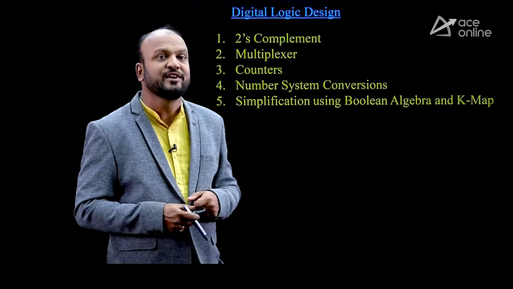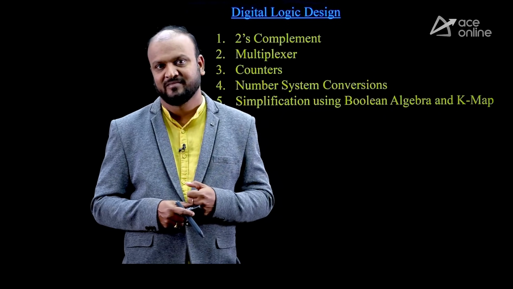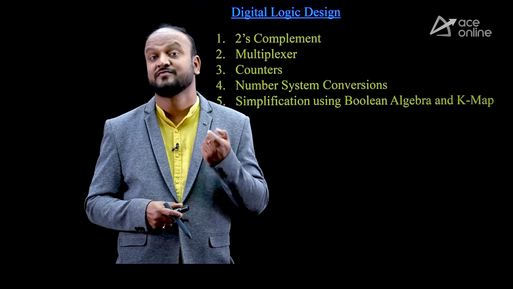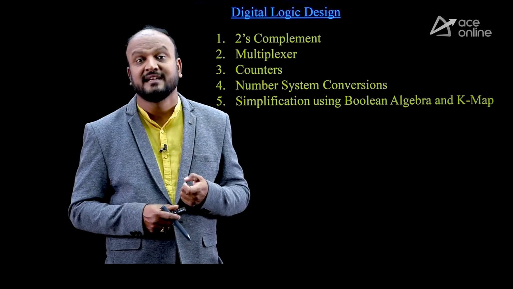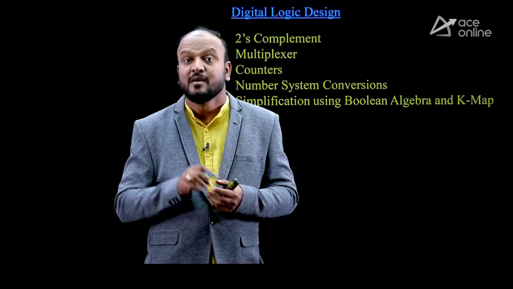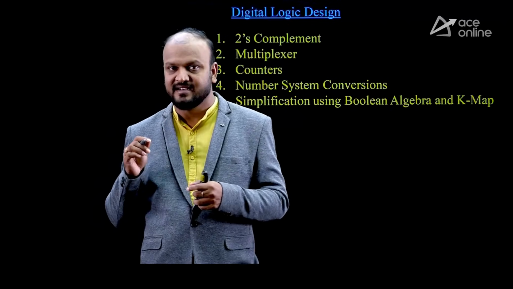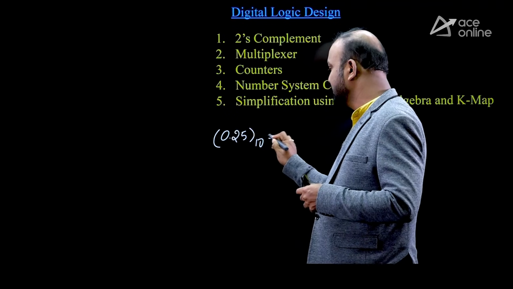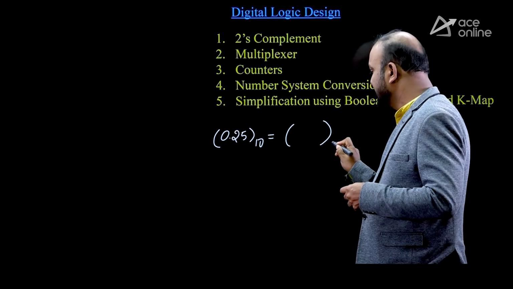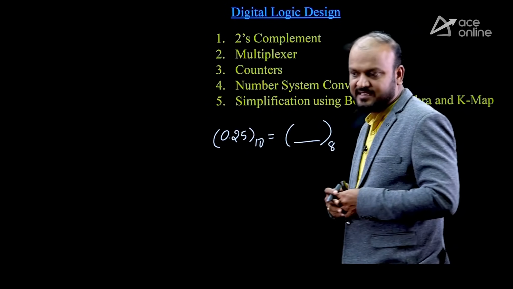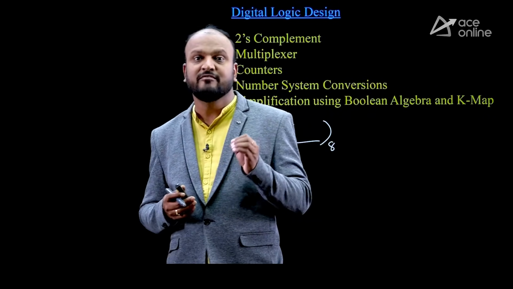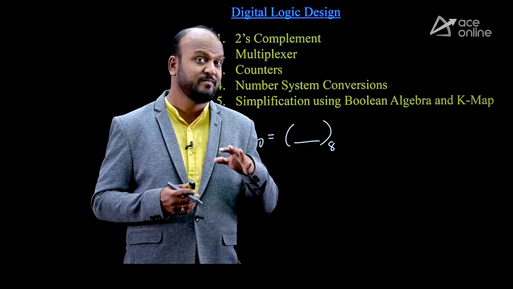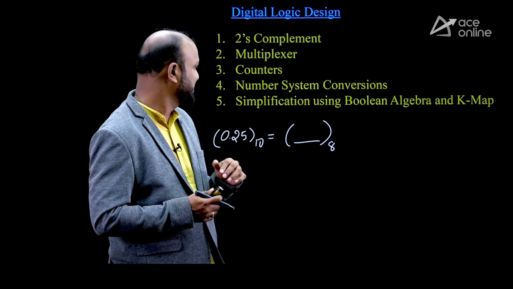And the next most important topic is number system conversion. Previously in the GATE examination, they used to give the number system conversion for the integer. Now lately it is asking on the fraction. Let us say 0.25 base 10 is equal to dash in base 8. These kind of questions are being asked. So put more focus on fractions, because integer conversion is different, fraction conversion is different. Find the difference and do accordingly.